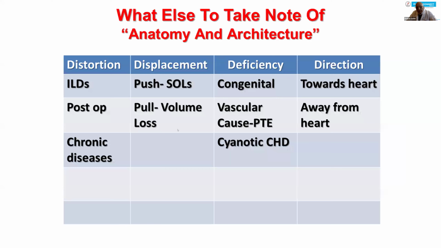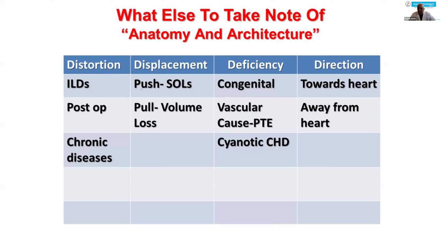Now, the next thing is you have to look at the anatomy and architecture of the distribution of different structures within the lung parenchyma. Is there any distortion? Is there any displacement of the vessels? Is there any deficiency in the distribution of vessels? And in which direction are these structures going? So whenever there is distortion, think of ILD, post-op changes, and chronic diseases.